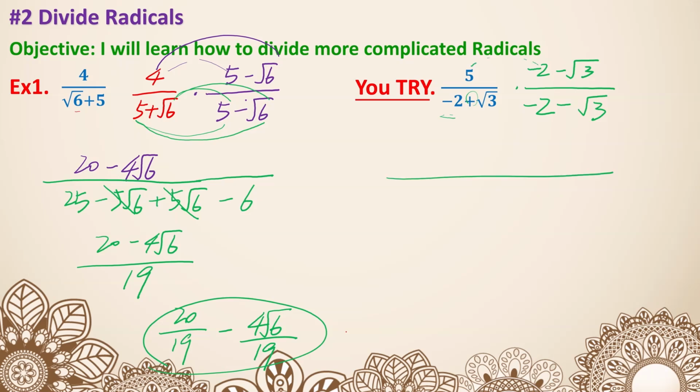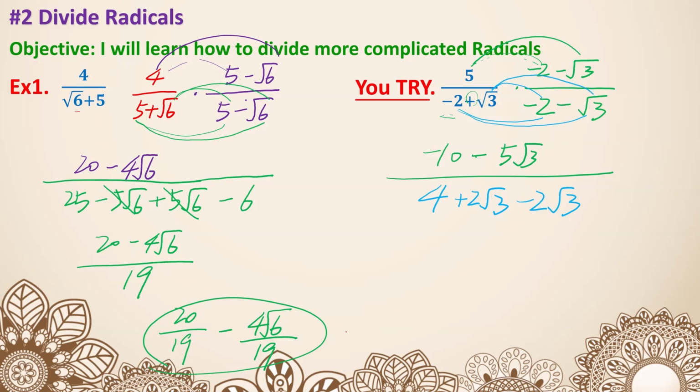Let's multiply. 5 times -2 is -10. 5 times the negative square root of 3 is a minus 5 square root of 3. On the bottom, -2 times -2 is a positive 4. -2 times negative square root of 3 is a positive 2 square root of 3. Square root of 3 times -2 is a minus 2 square root of 3. And square root of 3 times the negative square root of 3 is a minus 3.